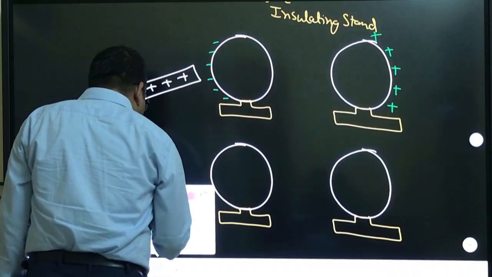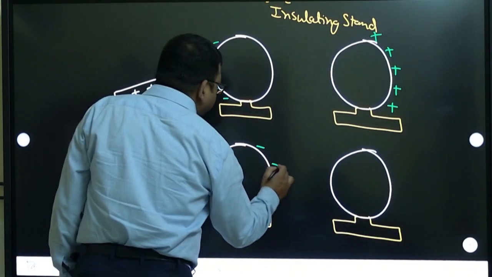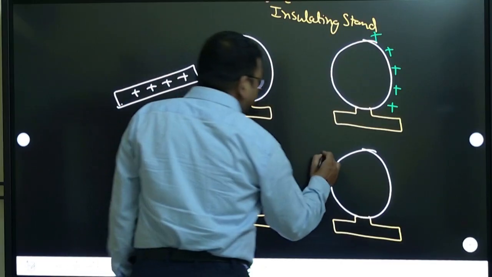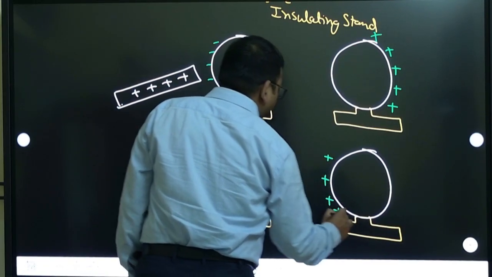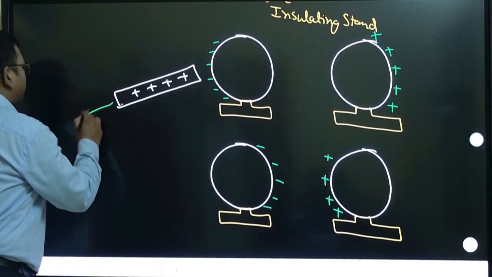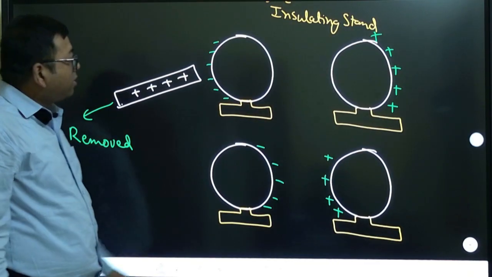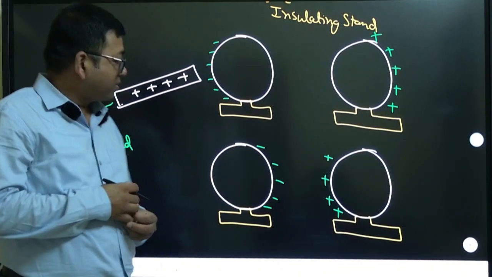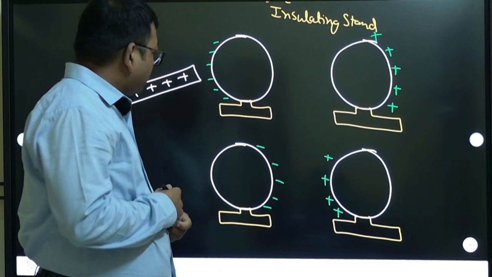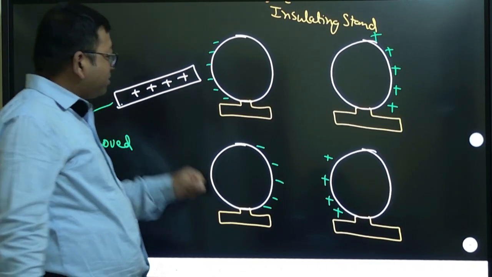So where has this negative charge gone? This negative charge has come this side. These positive charges have come this side. This has been removed, not that. This is removed now. Are you understanding this? Okay. Then after this, what happens?